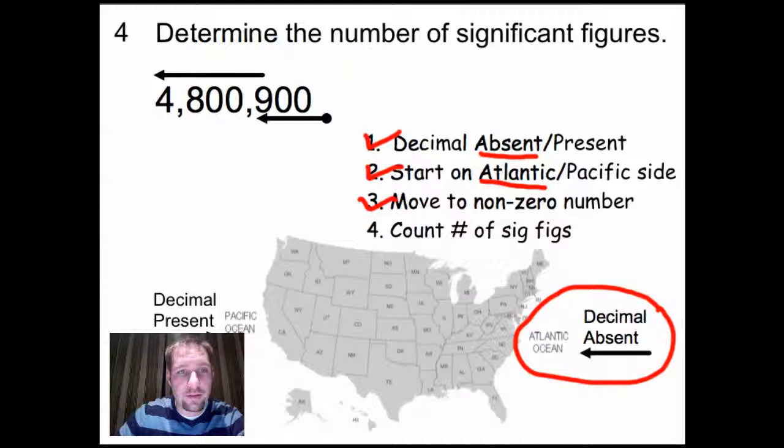My 9 is significant. The 0 after that is significant. The next 0 to the left of that is significant. The 8 is significant, and the 4 is significant. If you're following me counting up on top, that's 5 sig figs. That's what I want to have for my answer. So I have 5 sig figs in this example.